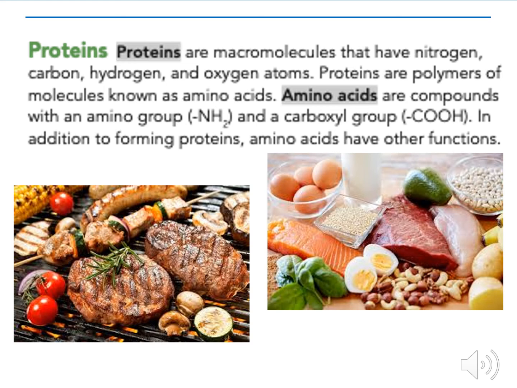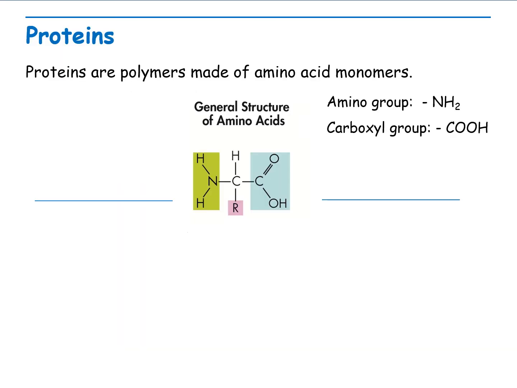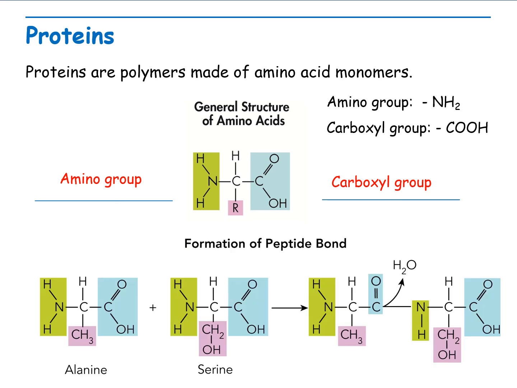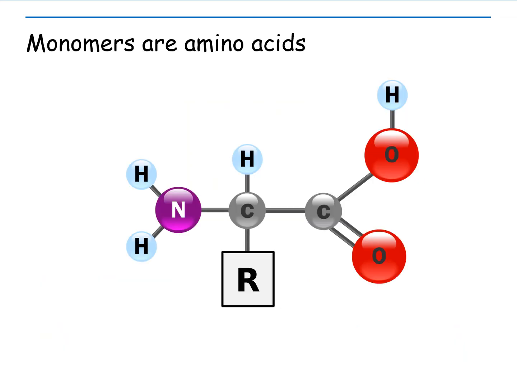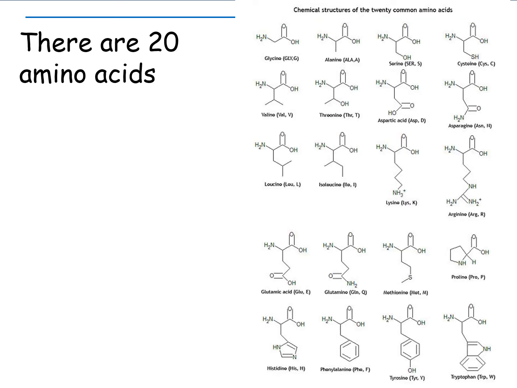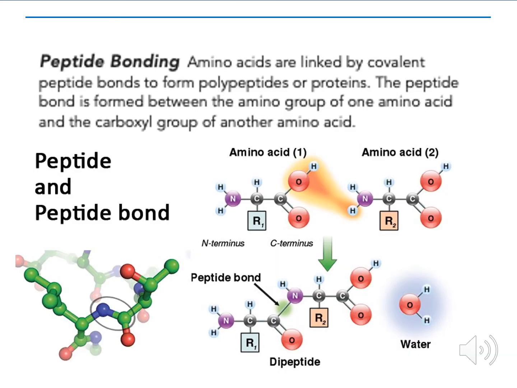Proteins are macromolecules that have nitrogen, carbon, hydrogen, and oxygen atoms. Proteins are polymers of molecules known as amino acids. Amino acids are compounds with an amino group and a carboxyl group. In addition to forming proteins, amino acids have other functions. Amino acids are linked by covalent peptide bonds to form polypeptides or proteins.